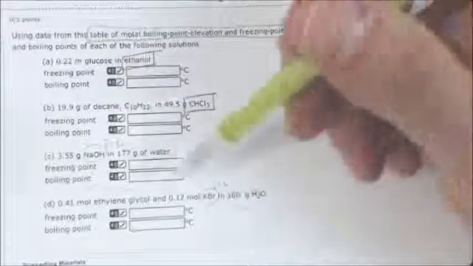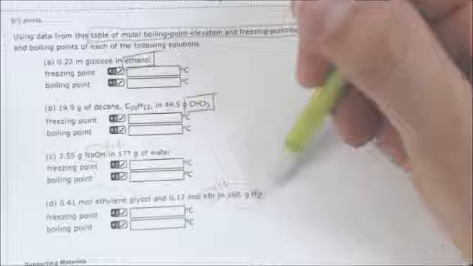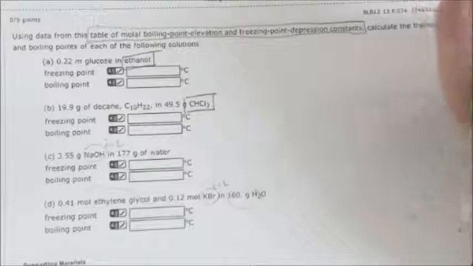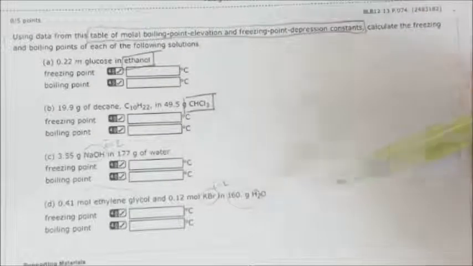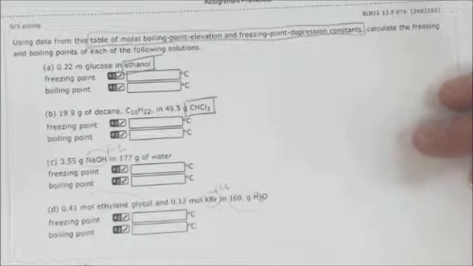Calculate that, put it to the side. What is the effect of KBr in 160 grams of water? Calculate that, put it to the side. Then add the two effects for the freezing point, and then add the two effects for the boiling point change overall.